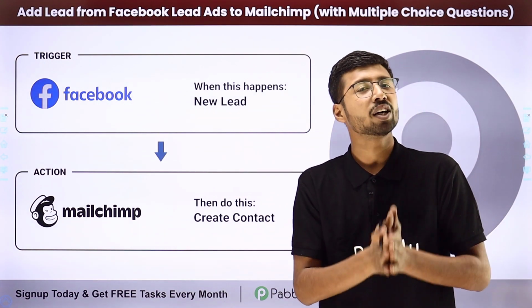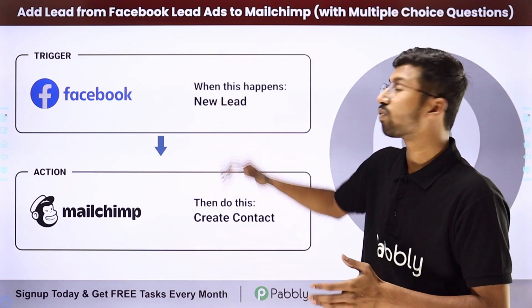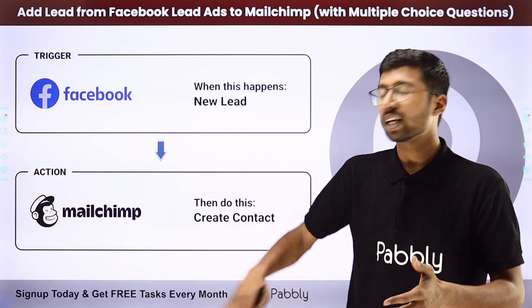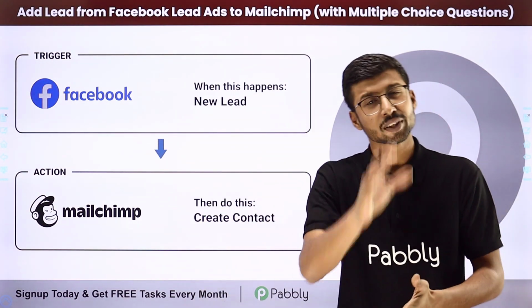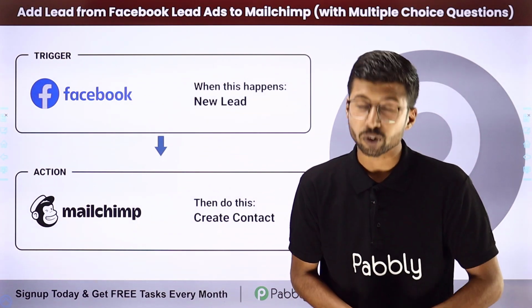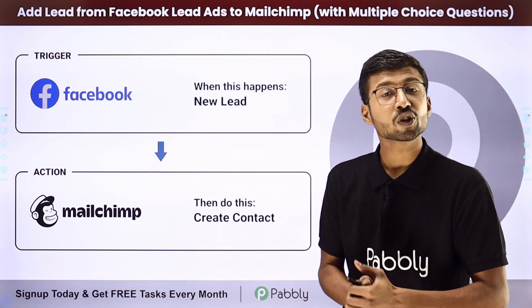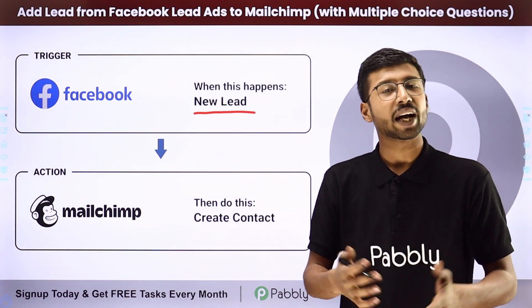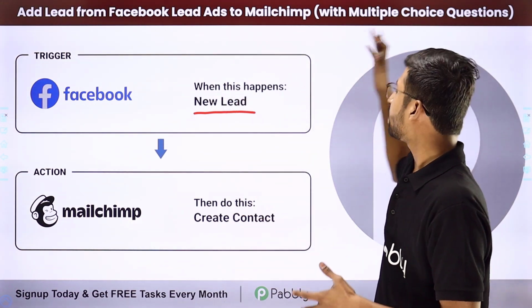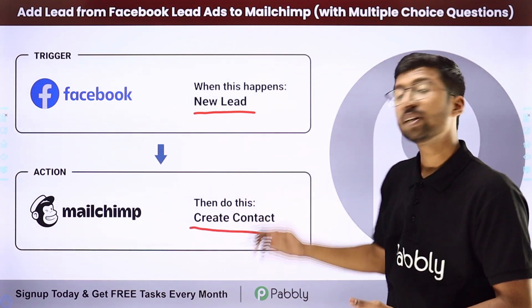And you want, whenever a new lead is created, whenever a user fills the form in Facebook lead ad, you want to add that lead as a contact in Mailchimp with the responses of all of these questions. So let me tell you, you can completely automate this process. The trigger of this automation will be getting a new lead on our Facebook lead ad campaign. And the action will be adding the same lead with the same responses as a new contact in Mailchimp.